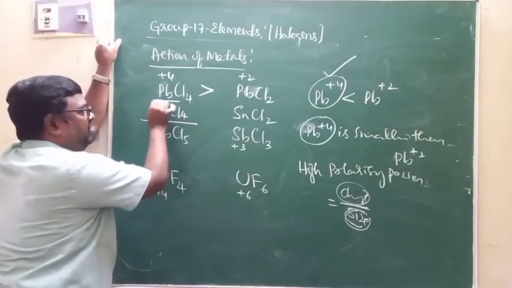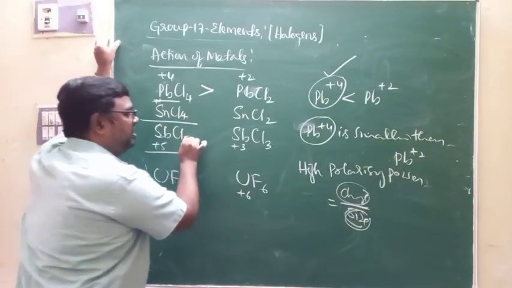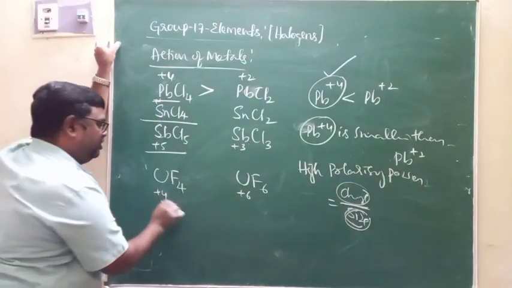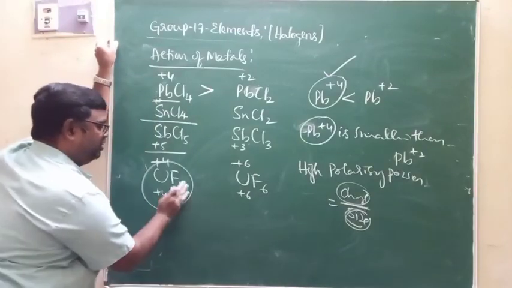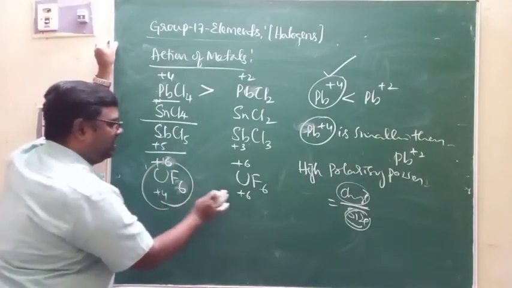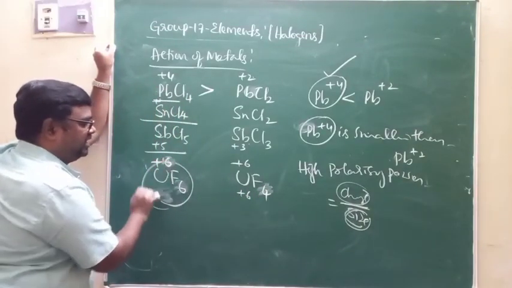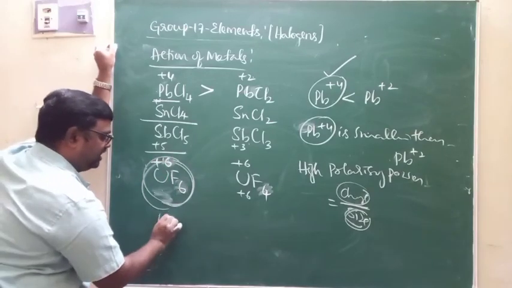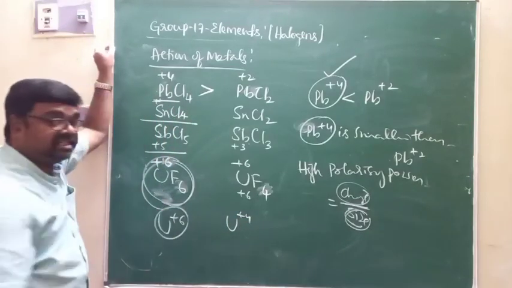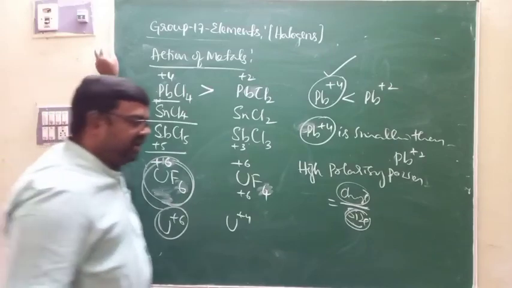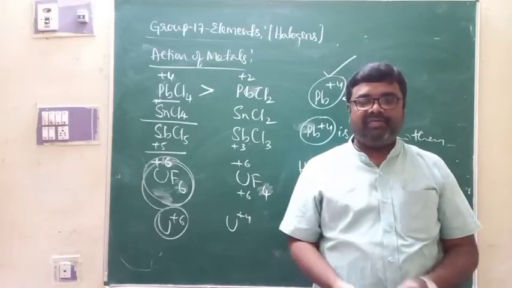Similarly, SnCl4 with +4 is more covalent than SnCl2. SbCl5 is more covalent than SbCl3. In UF6, uranium is in +6 state, whereas in UF4 it is in +4 state. And of course UF6 is more covalent than UF4. Why? Because the size of U+6 is small compared to the size of U+4, and as the size decreases, polarizing power increases. According to Fajans' rule, a smaller cation will form covalent bonding, and a bigger cation will form ionic bonding.